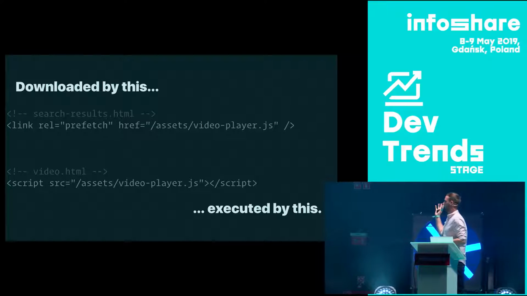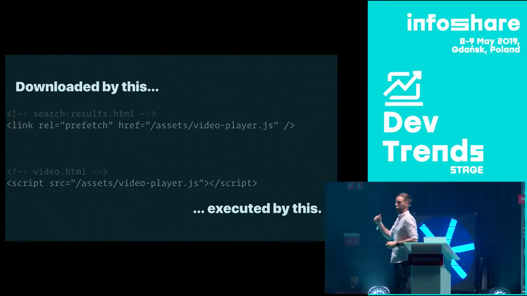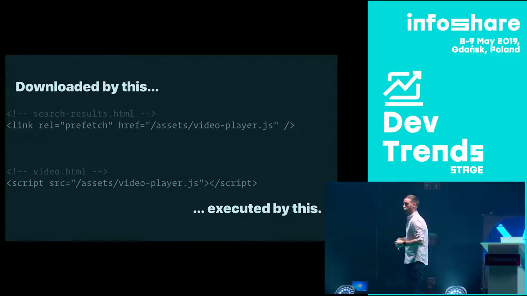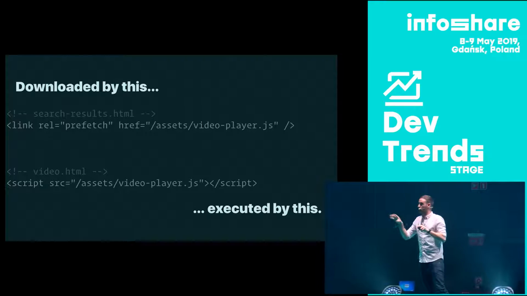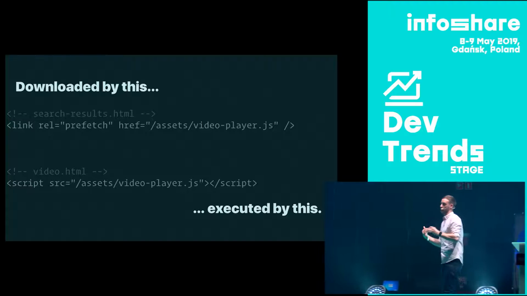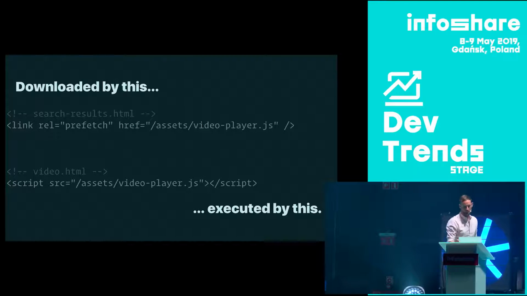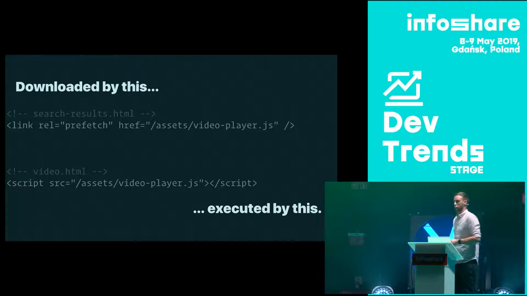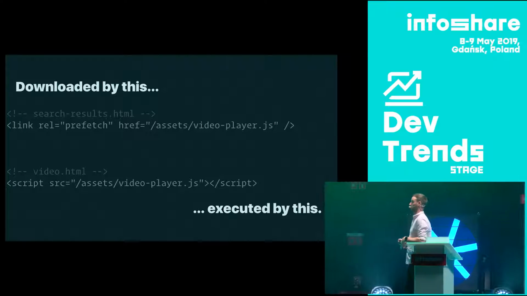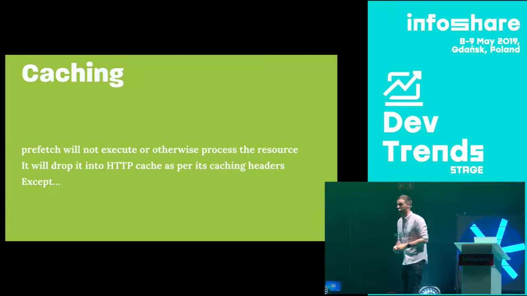And I keep mentioning JavaScript. This doesn't have to be videoplayer.js. It could be an image. It could be a font. It could be a CSS file. The key thing here is working out a rough user journey and using the previous navigation to download files for the next navigations. So yeah, it will just drop things in the browser cache according to the file's caching headers.